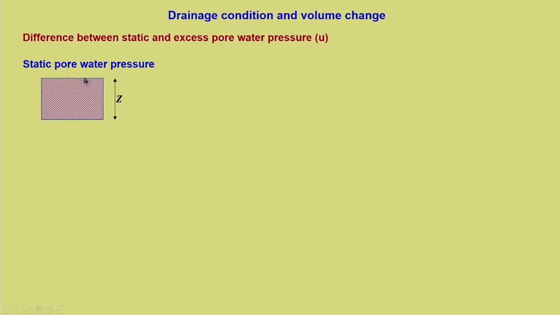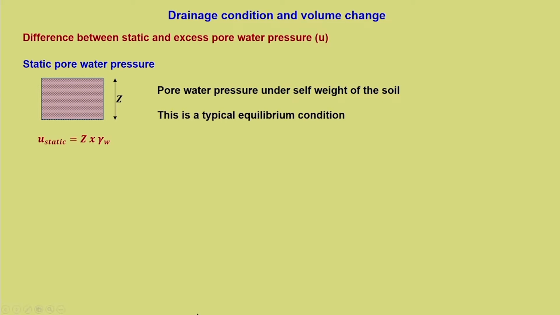We have a soil in place, which is a saturated soil, Z is the height. So, U static, or the static pore water pressure, is Z into gamma W. Understand, this is an equilibrium condition, and this pore water pressure is merely under the self weight of the soil. There is no external loading acting on it, and this is a typical equilibrium condition. That means flow has taken place, soil is not changing, and whatever is the condition of the soil and the water within, this is under equilibrium condition.